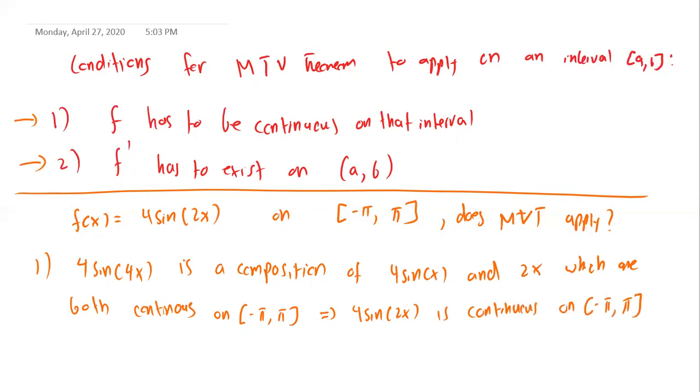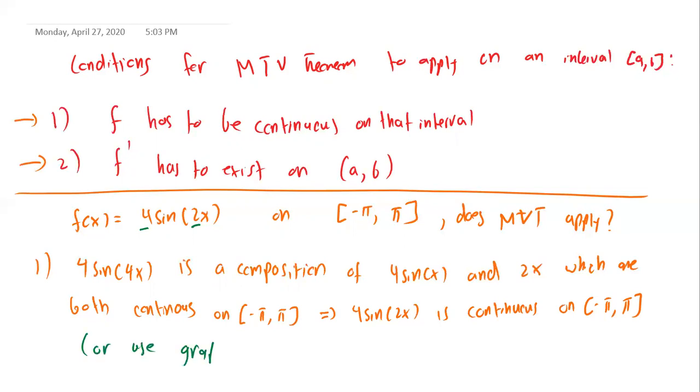Another way you could explain this is, well, we know sine is continuous. Multiplying by 4 on the outside is a vertical stretch or compression. Multiplying by 2 on the inside is a horizontal stretch or compression. Those don't change the continuity, right? You can still draw the function without lifting your pencil. It's just stretched or compressed, but it's still continuous. So that's the other explanation.